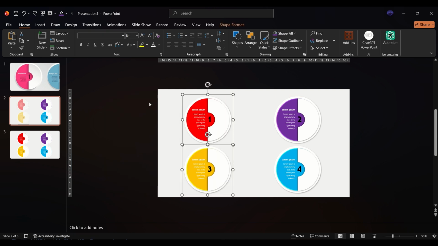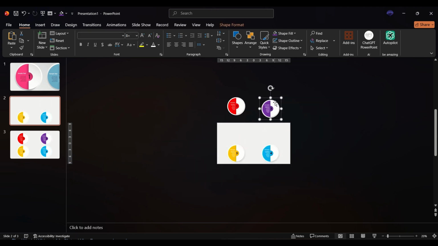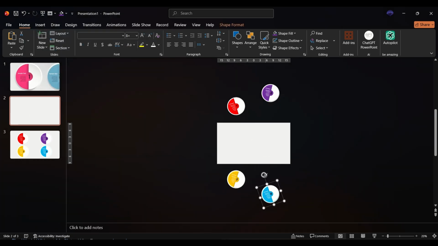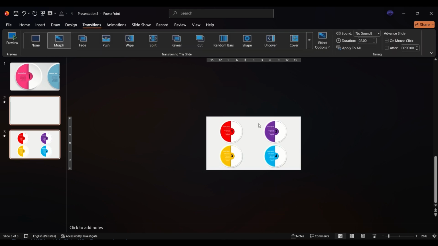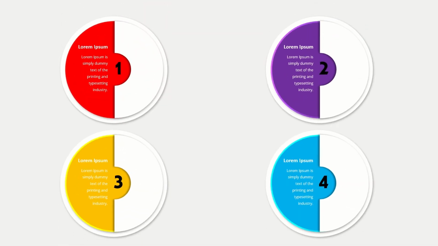Duplicate the template, move the shapes out of there. Group both of the shapes and select them, and you have to just give them off transition. So yeah, this is the final result.